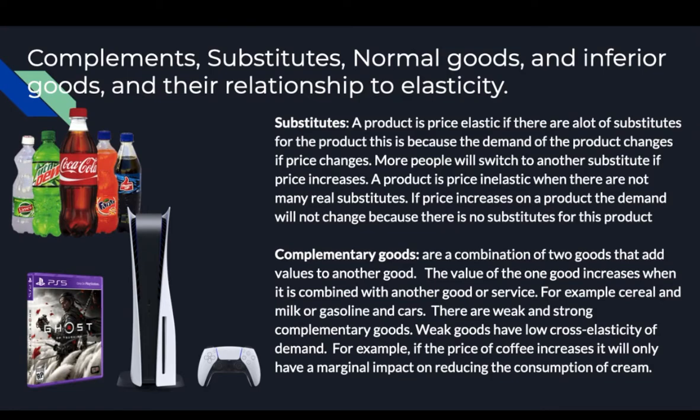So now lastly I'll be going through complementary goods. Complementary goods are the combination of two goods that add value to one another. And the value of one good increases when it is combined with another good or service. For example, cereal and milk, or gasoline and cars. There are weak and strong complementary goods. Weak goods have low cross elasticity of demand. For example, if the price of coffee increases, it will only have a marginal impact on reducing the consumption of cream.